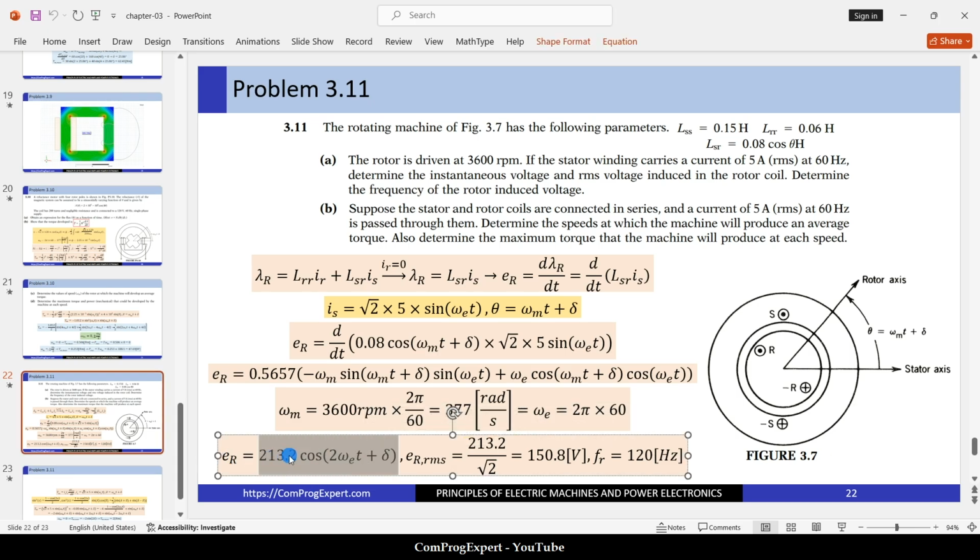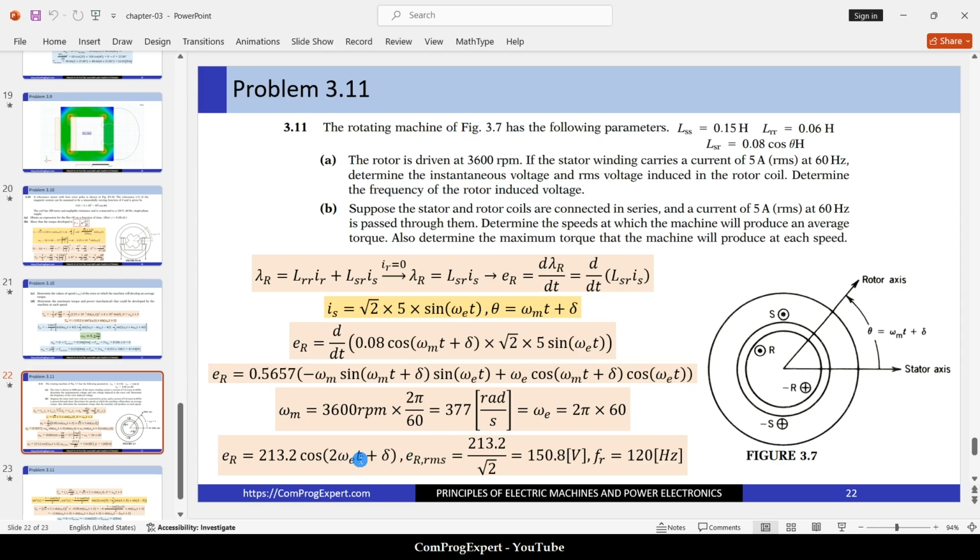This is the peak value. What is the RMS value? It is the peak value divided by square root of 2. That is 150.8. And what is the frequency of the rotor induced voltage?